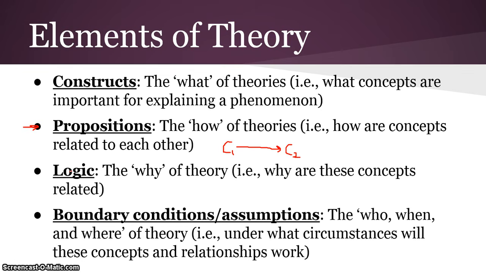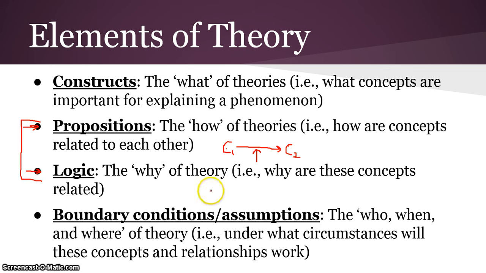Third is logic, which is the why of theory. So why are these concepts related? So we've got concept 1, we've got concept 2, we've got how they're related. Now we need to explain why that how exists, why that happens the way that it does. So again, this is also one of the most important parts of theory. If it were up to me, I would say that these are the 2 elements of theory, but it's not up to me.